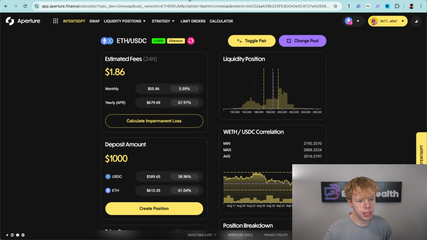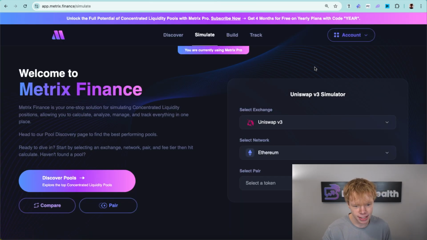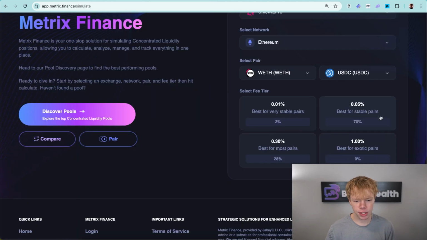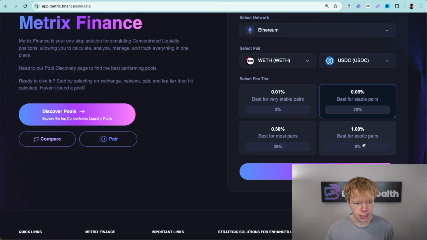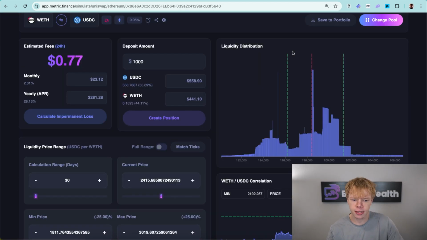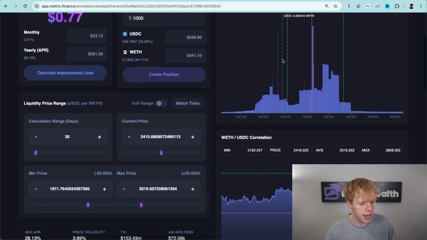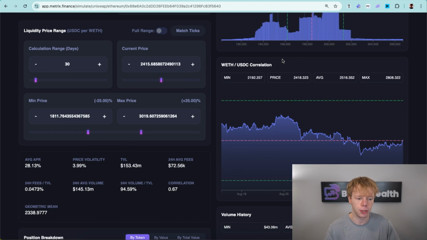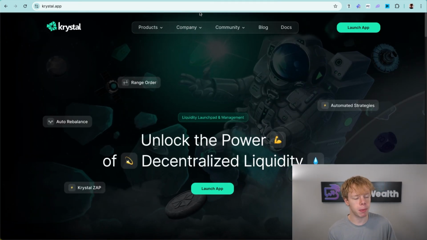And now that we've pulled that up, we can head over to Metrix Finance and do the exact same thing. We want to pull up Ethereum to USDC over on Uniswap. And just like that, we're going to select the 0.05% fee tier. This is the exact same pool that you're going to see over on Aperture Finance. Aperture Finance does look somewhat similar to Metrix Finance, but we see a lot more information and there's a lot more functionality over here.